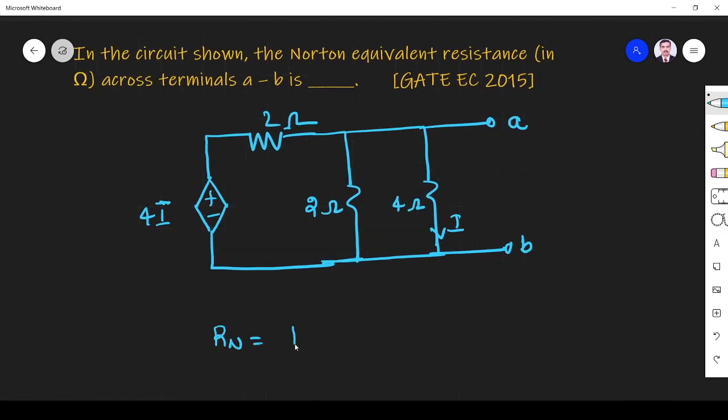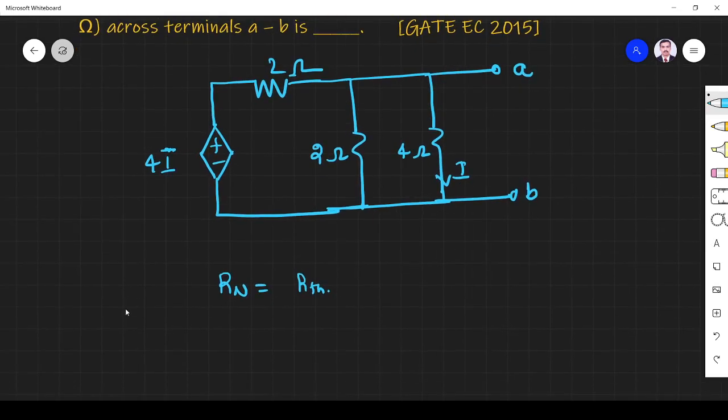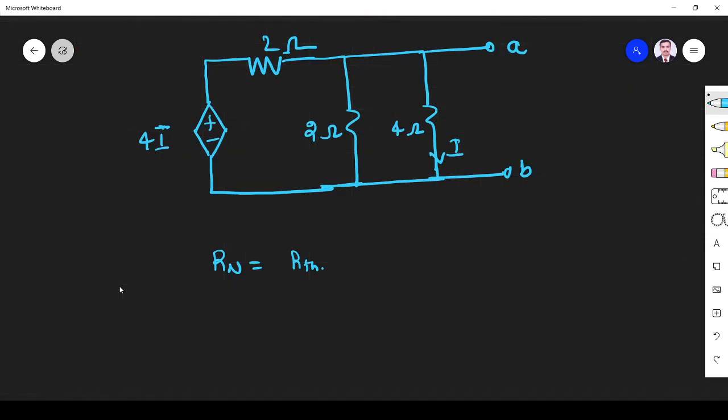R Norton is nothing but Thevenin's equivalent resistance. So how will we find Thevenin's equivalent resistance? Whenever we want to find Thevenin's equivalent resistance, we have to remove the source. But here it is a dependent source, we cannot remove it. We can remove only the independent source. So across AB only we have to find R Norton. Okay, how can we find it?